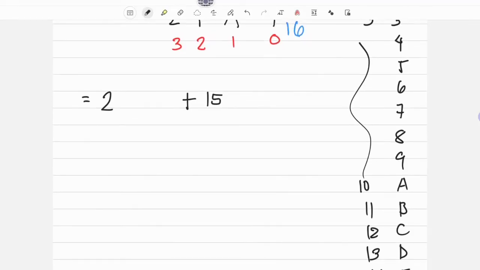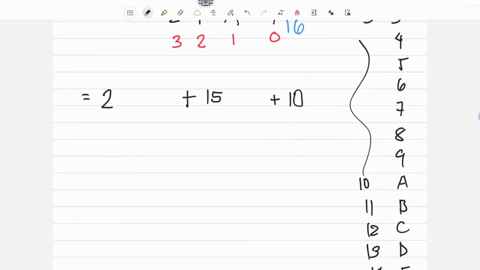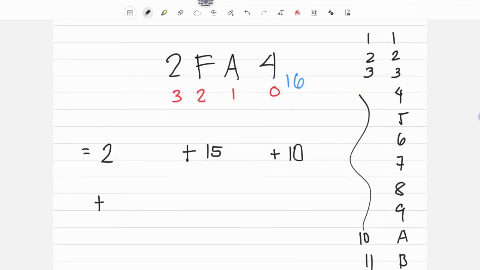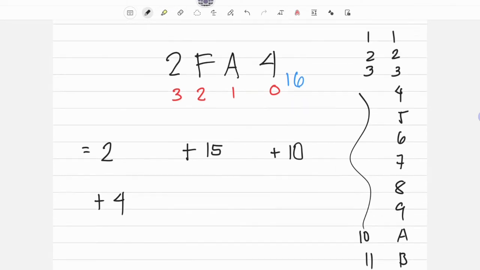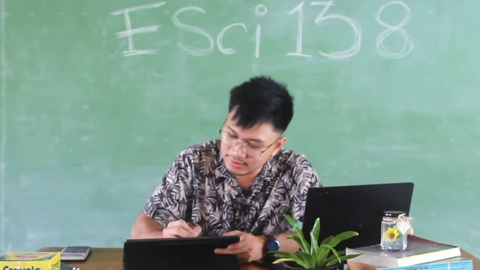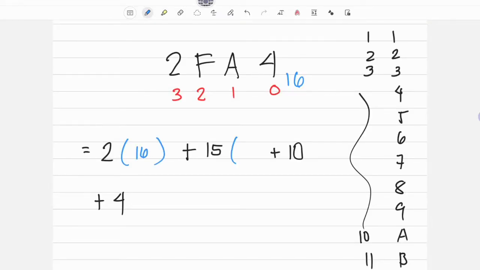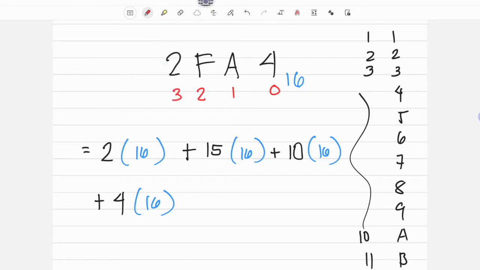15. Okay? So, how about your A? That is the 10th. So, that is 10. Next is ang imong 4, which is obviously, that is 4. And we are going to multiply it by its base. 2 times 16, 15 times 16, 10 times 16, and 4 times 16. And again, we should power it by the red colors. That is 3, 2, 1, and 0.